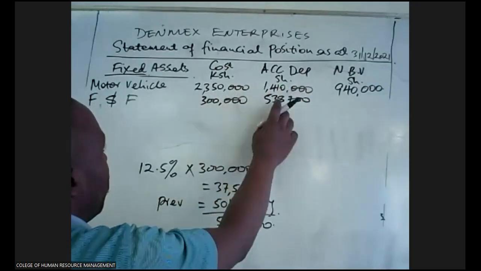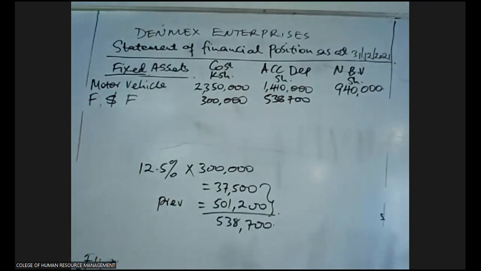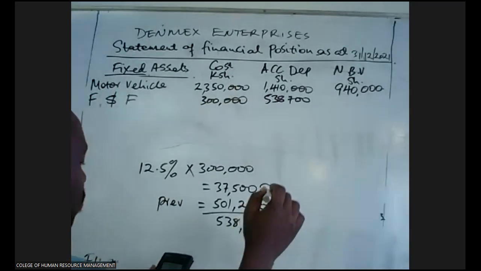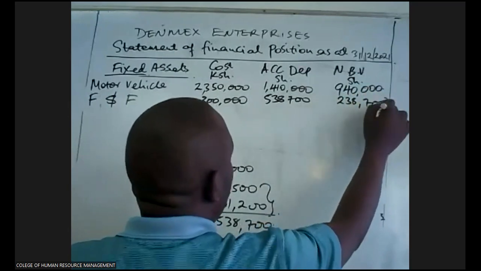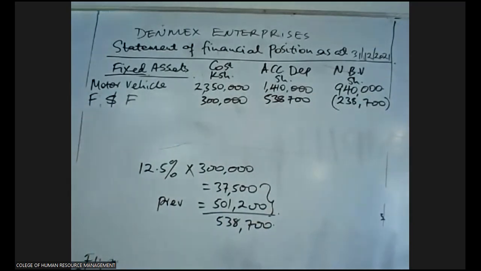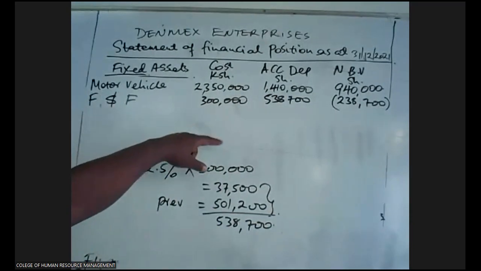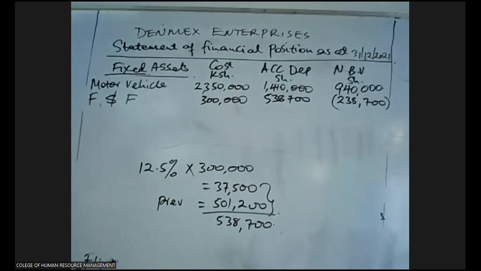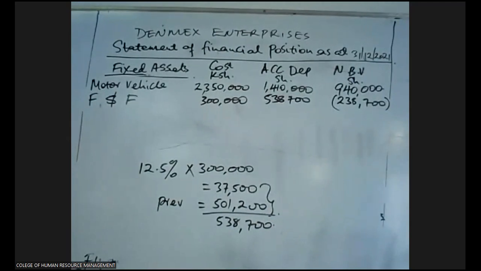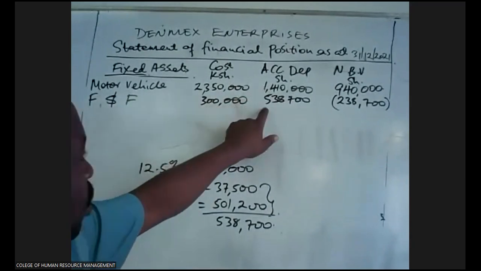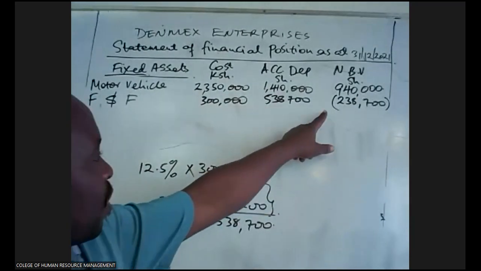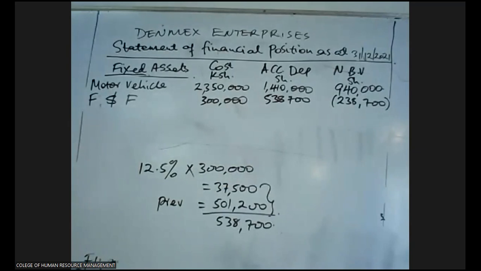But now here the cost is more than this, so it looks like the value is going to be negative. And it is negative. Very rare would you have such kind of an answer, but that is how it is. This is the cost, 300,000. Accumulated depreciation is this and this. They are actually having a negative net book value. But that is how the question is.